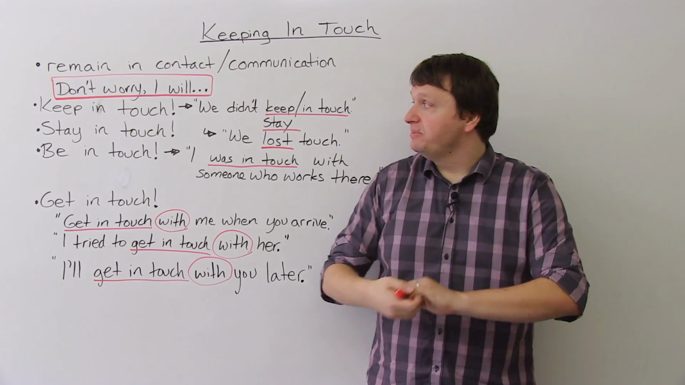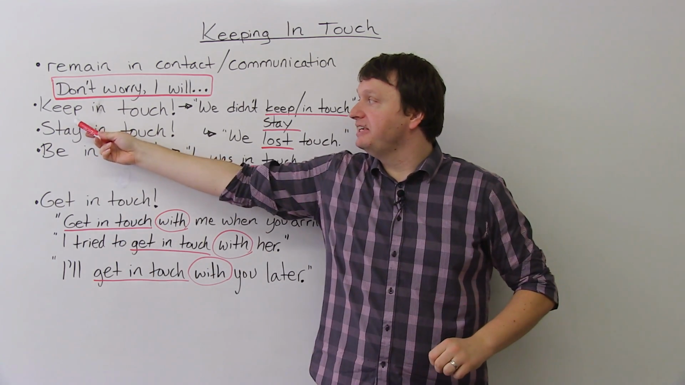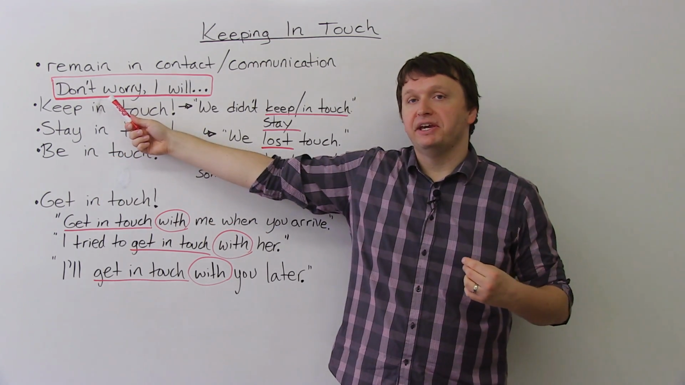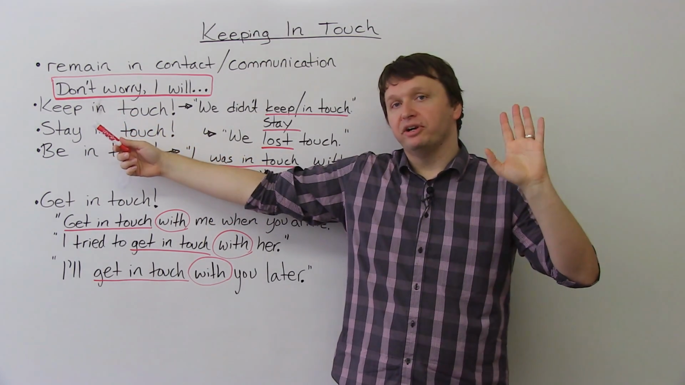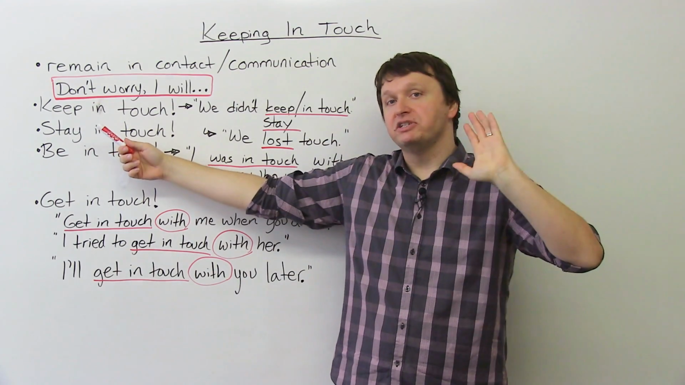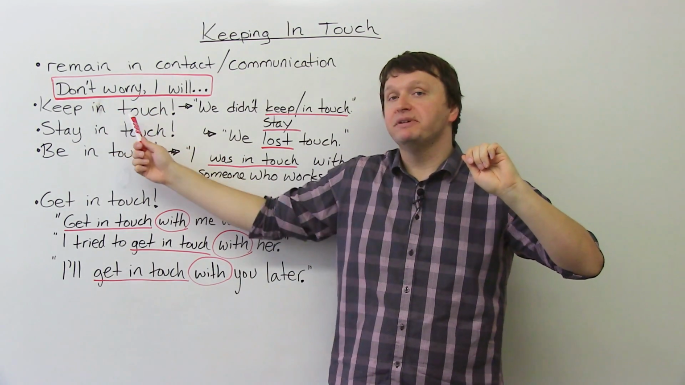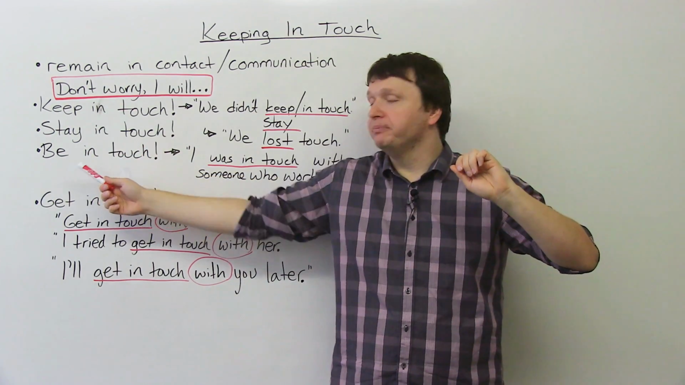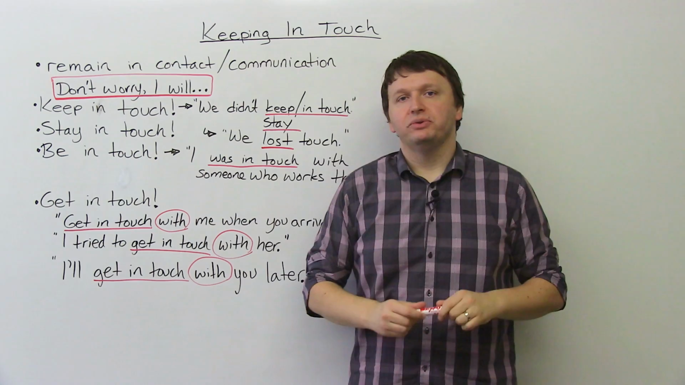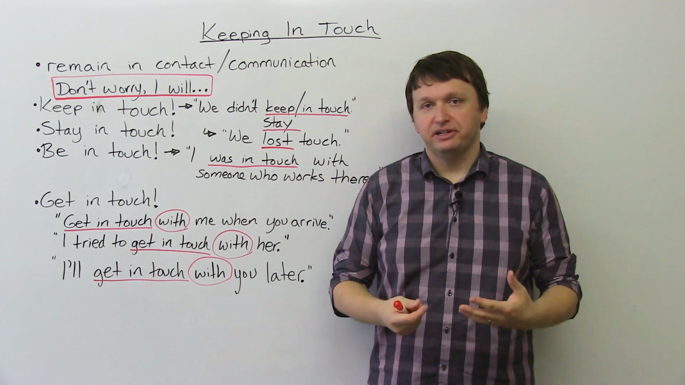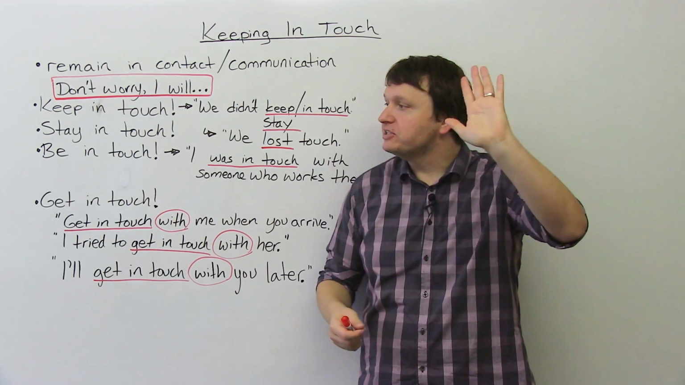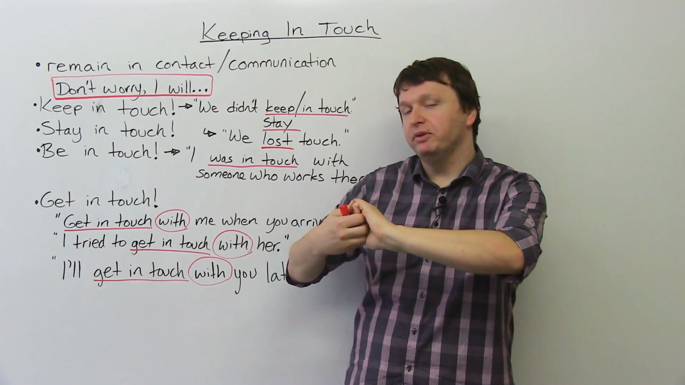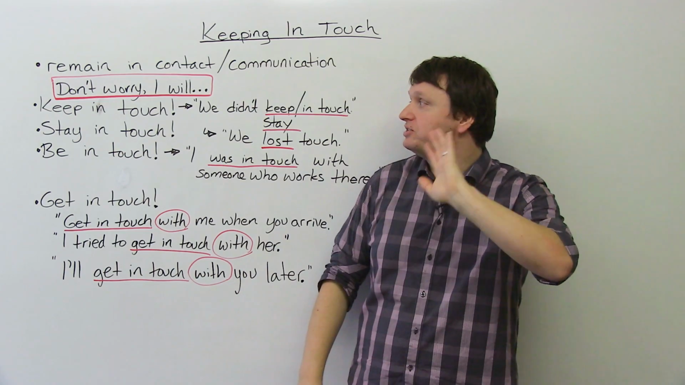So three verbs that we have here are keep, stay, and be. So it's possible to say, oh, don't worry, this person is leaving, but don't worry, I will keep in touch. I will stay in touch. I will be in touch. So you can use this as an imperative. You can say, okay, keep in touch. Bye. Contact me. Stay in contact, in communication with me. Be in touch. Keep in touch.